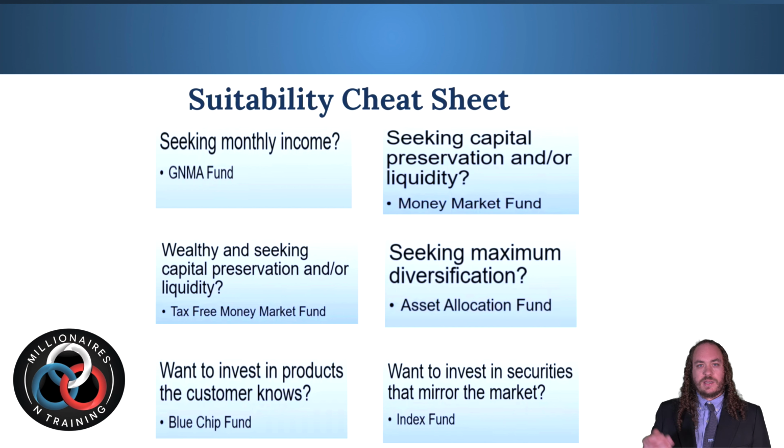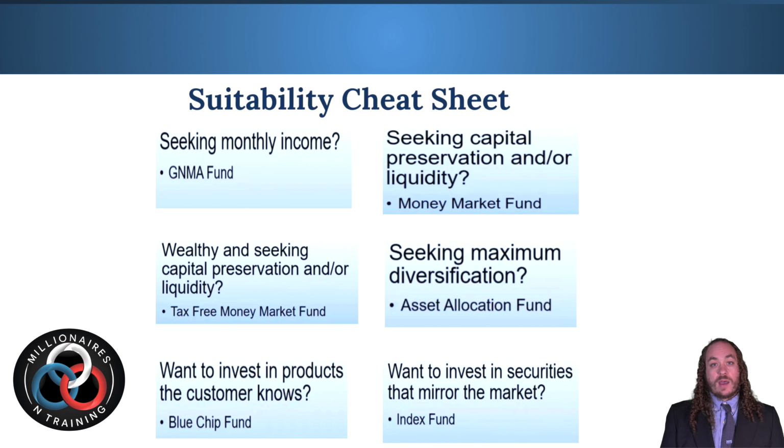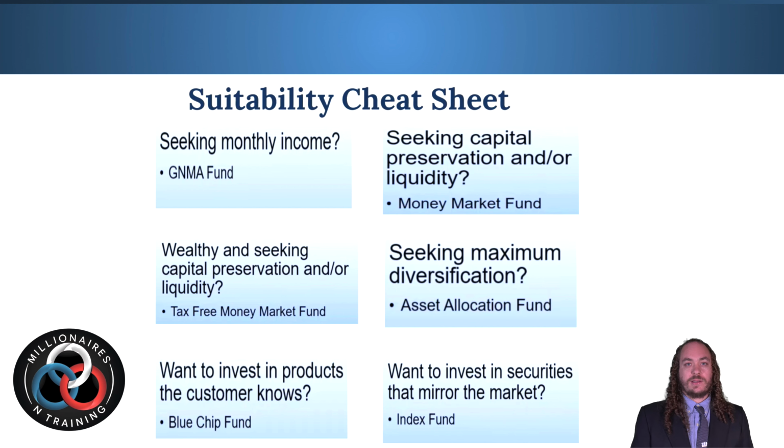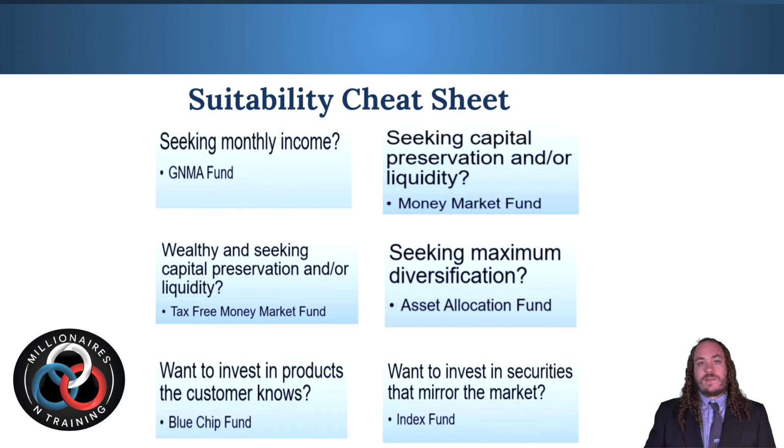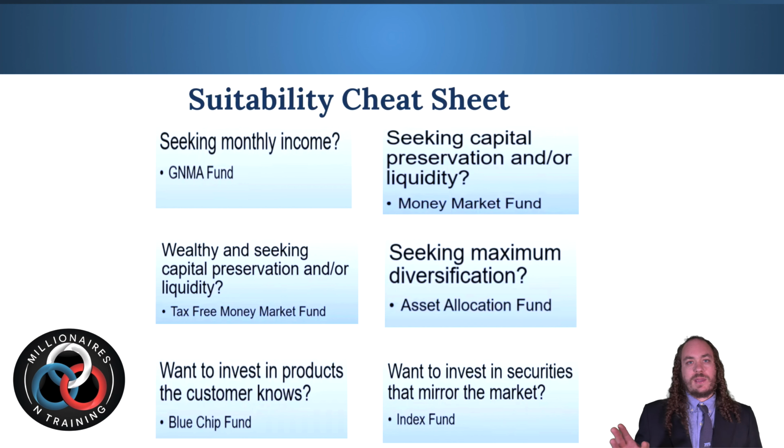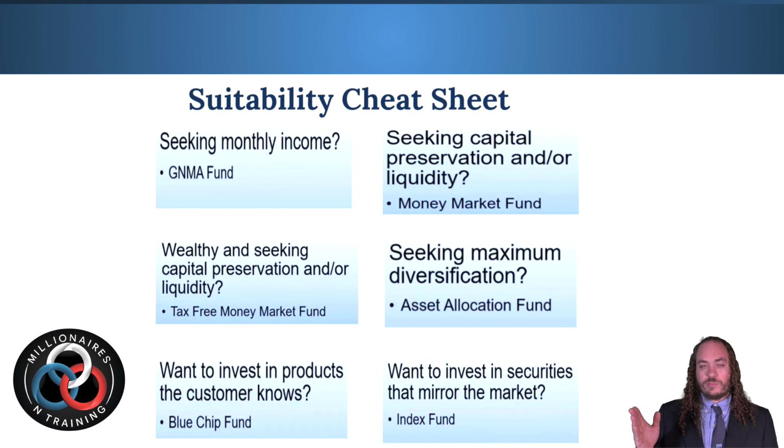The last thing I wanted to give to you guys is my own personal suitability cheat sheet, because there are some funds that have specific investment criteria that become very easy for the Series 6. So for example, if you have an investor that needs monthly income, and one of the answer choices is the Ginnie Mae fund, pick that fund. Why do we say that? Ginnie Mae funds are the only fund that automatically pays monthly income, because people pay their mortgages monthly. What if you have a wealthy investor seeking capital appreciation or liquidity? Since they're wealthy, it's a tax-free money market fund.